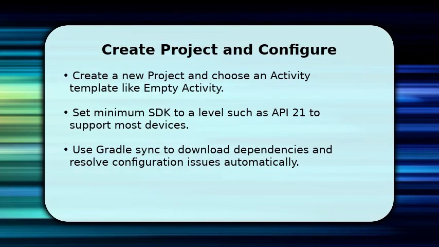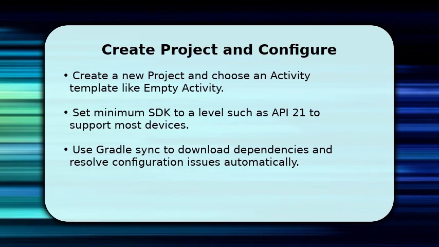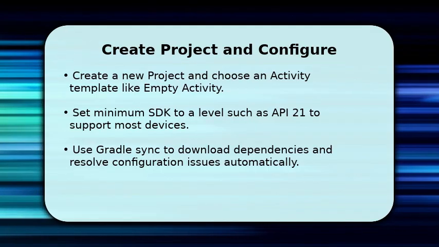For testing, open Android Studio and choose Create New Project to start a fresh app. Pick an activity template like Empty Activity to get a basic layout and lifecycle methods. Name your application, set the package, and choose a minimum SDK such as API 21 for broad compatibility. Configure Kotlin or Java as the language and confirm the project location.